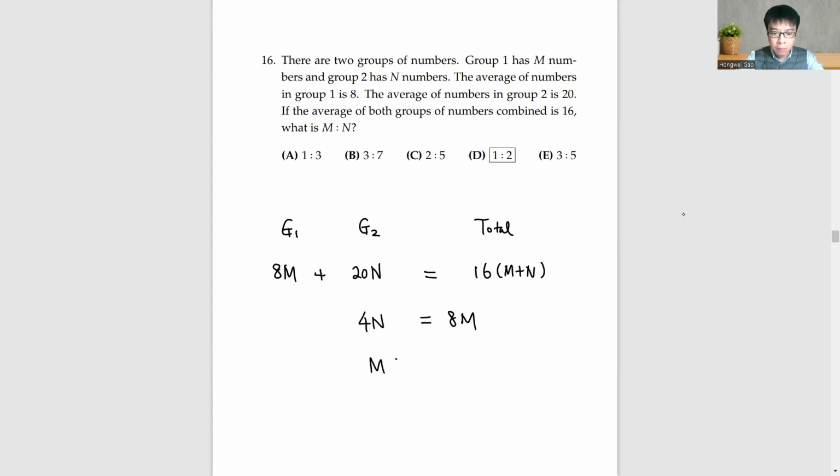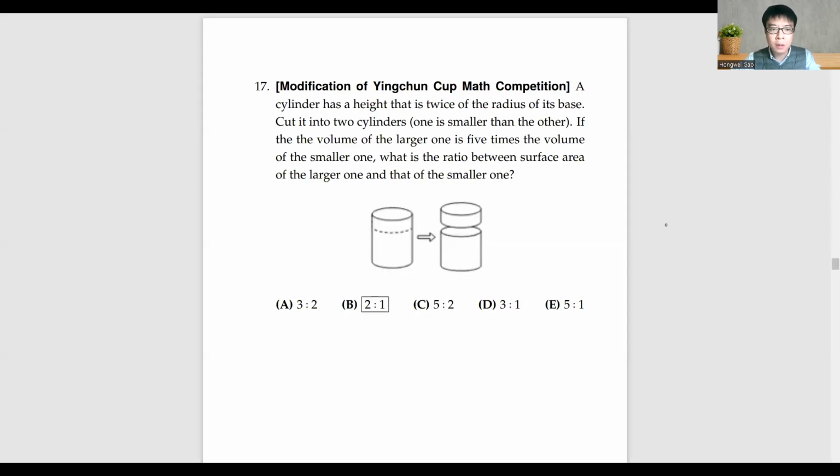That means m to n equals 1 to 2. The answer here is D. Question 17. A cylinder has a height that is twice of the radius of its base.